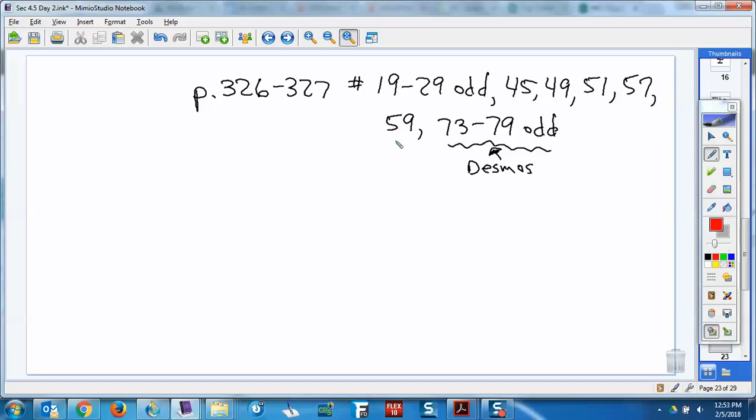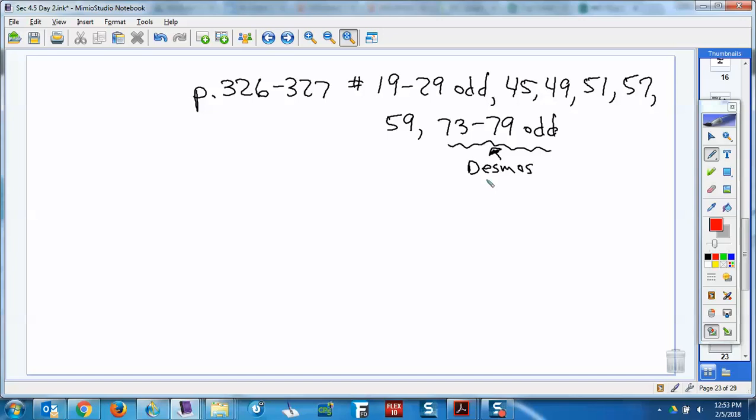Okay, so I think I wrote. Yeah, so on 73 through 79 odd, I said, so I changed it. I'm not going to add. I told you I was going to add a couple like we just did to put into Desmos.